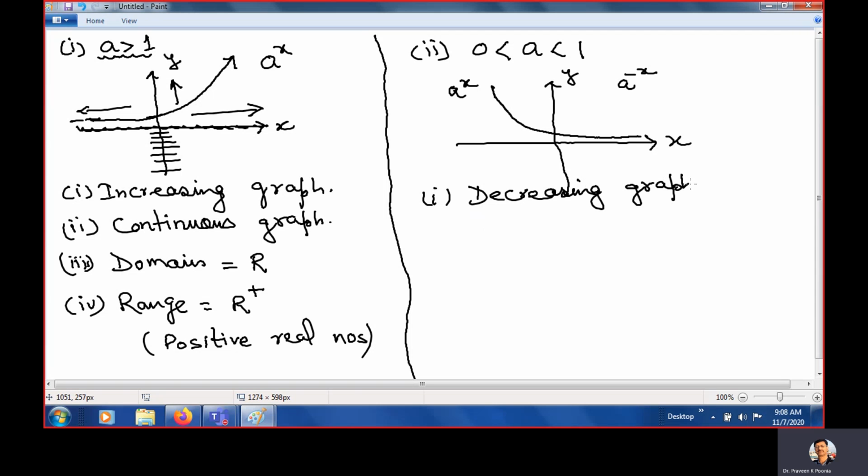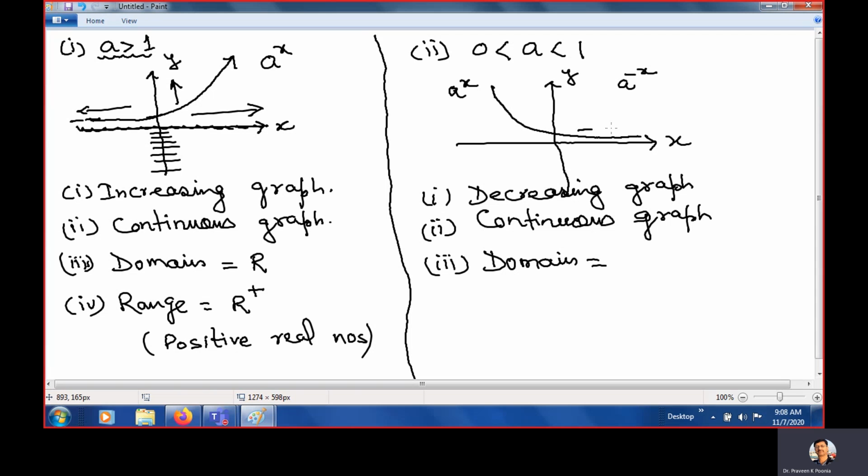It is a decreasing graph. Point number 2, it is a continuous graph. There is no break. Continuous graph. And number 3, if you see, the graph lies on both sides of the x-axis. The graph is here, the graph is here.